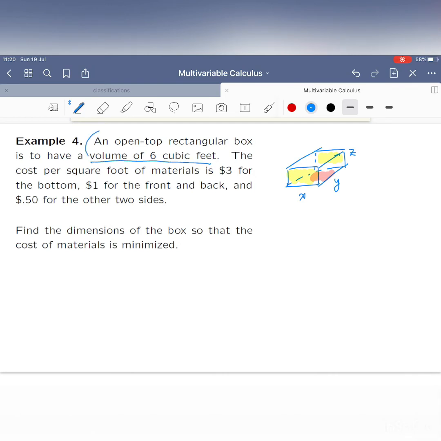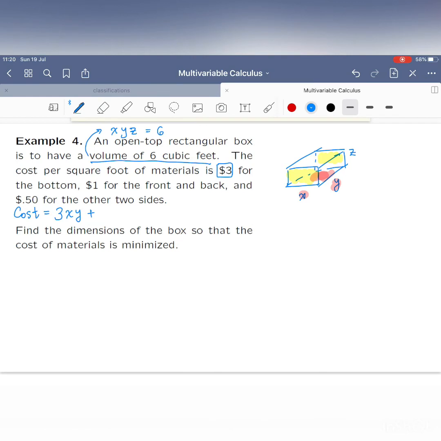The first condition says that the volume must be 6 cubic feet. So it means that your x, y, z together must be 6. And the cost depends on the bottom first. The bottom is $3 per square foot. But right now, what's the area of your bottom? The area of your bottom depends on the x and the y, so it is 3xy.